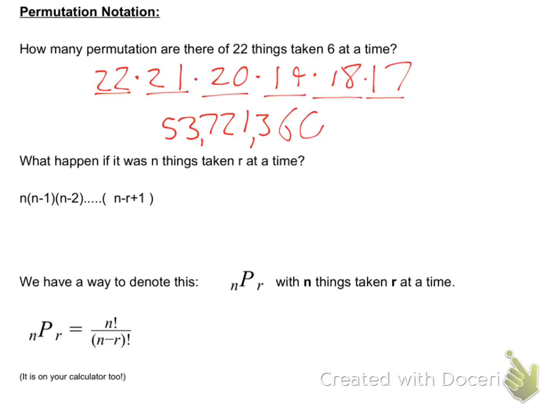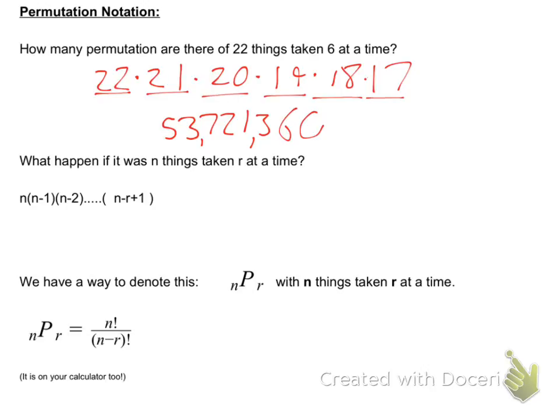Now wait a minute. How many people went to that problem and went 22 times 21 times 20 times 19 times 18 times 17 on their calculator? Yeah. Lesson 42. This is lesson 41. I did that for sure. Why didn't you use the shortcut method that we learned before? What was the shortcut method to get that answer of 53 million? What was it?